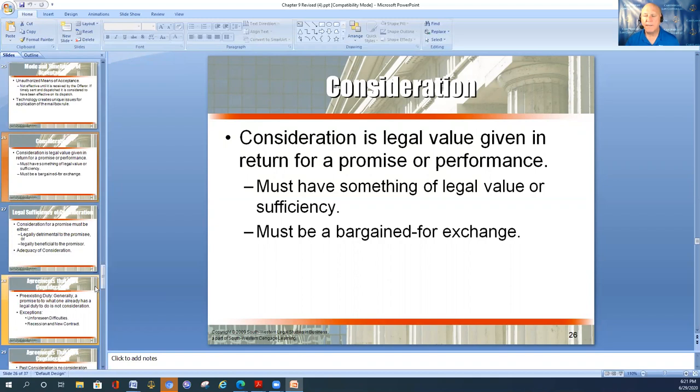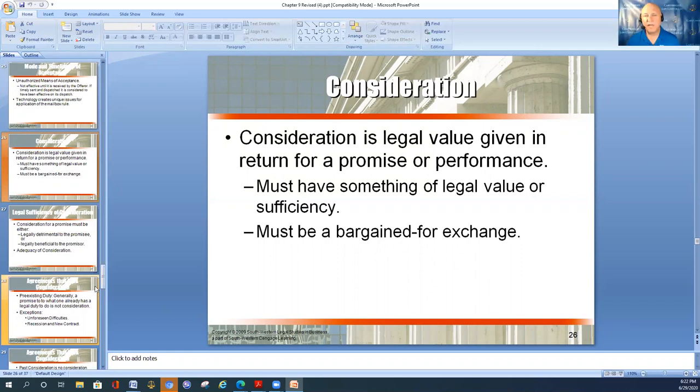And one of the things that's different between civil law and common law is this whole idea about contracts. You know, in Louisiana, you don't have contracts as a legal concept. You have something called obligations. It's close, it's similar, but it's not the same thing as a contract.